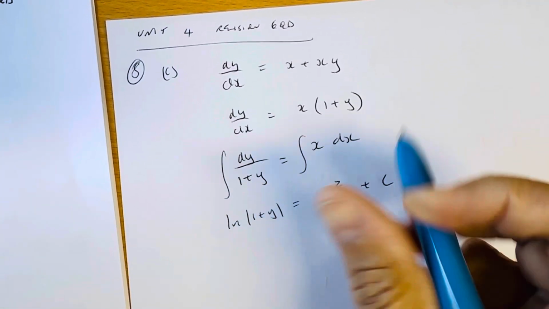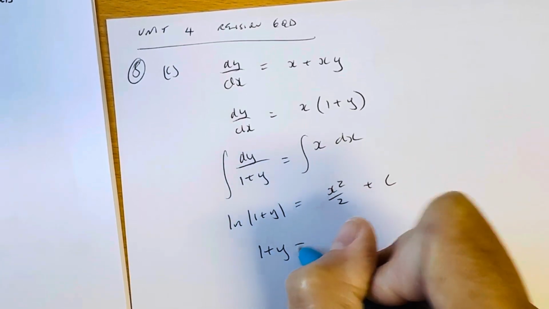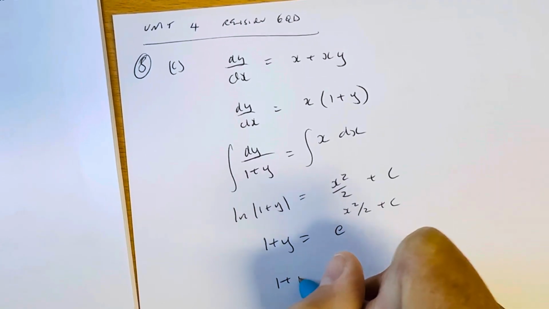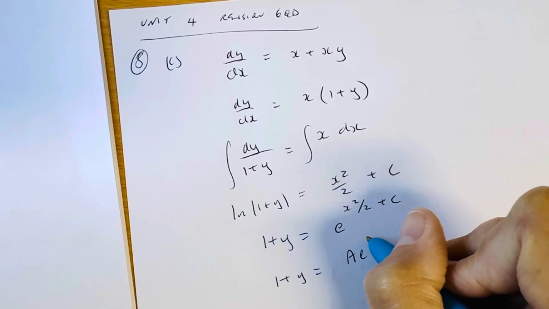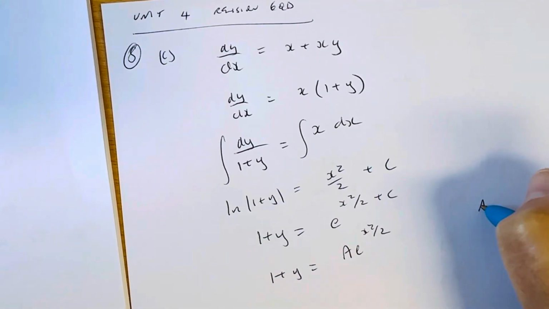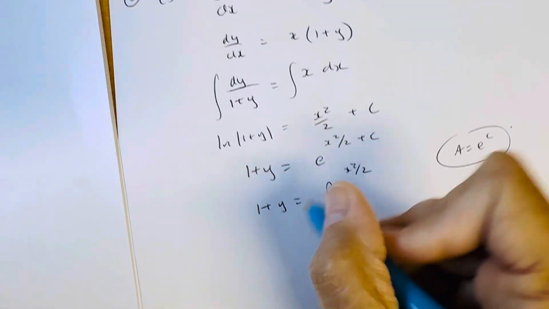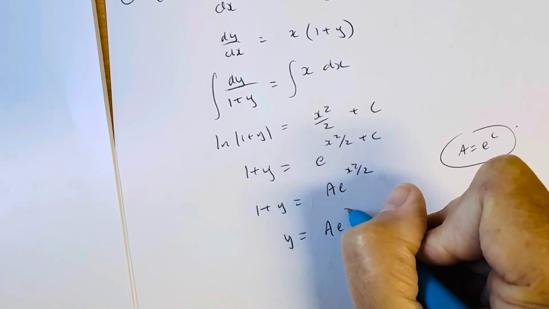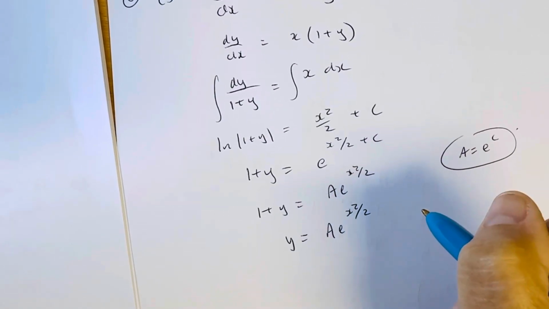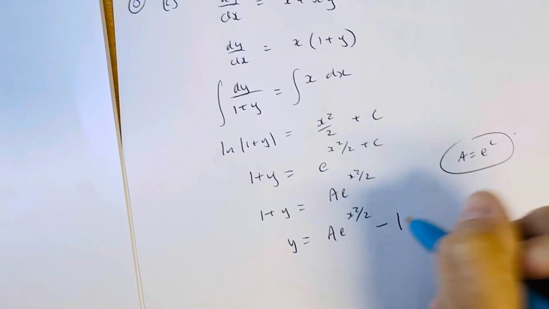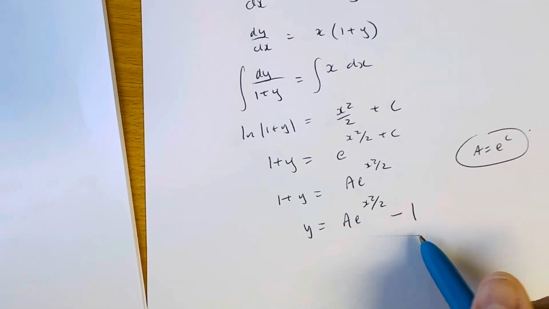We want to isolate it for y, so we're going to go 1 plus y is e to the x squared on 2 plus c, or 1 plus y is a e to the x squared on 2, where a equals e to the c. Then it's just a case of y equals a e to the x squared on 2, and then just bring the 1 across. And there's your general equation.